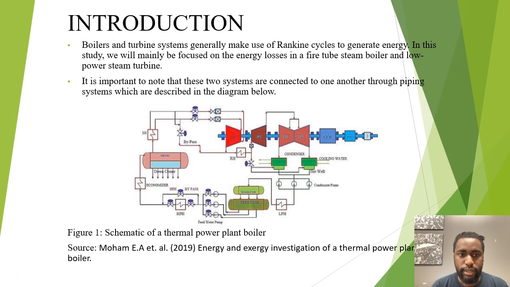Boilers and turbine systems generally make use of the Rankine cycle to generate energy. The Rankine cycle consists of four distinct processes. 1. The isentropic compression in the pump. 2. The constant pressure heat addition in the boiler. 3. The isentropic expansion in the turbine. And lastly, the constant pressure heat rejection in the condenser.